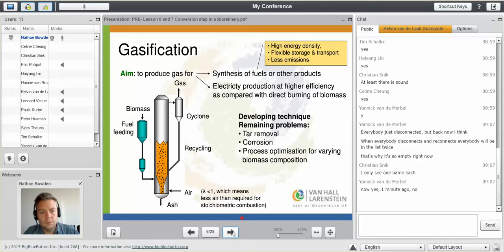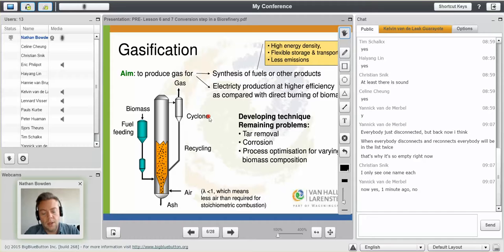Gasification. So gasification is something that we, I think there are two or three. One of them is going to go through gasification, Fischer-Tropsch, and pyrolysis. Gasification is the first. The aim of gasification is to produce gas for the synthesis of fuels or other products. So this is high energy density, flexible storage and transport, and less emissions, right? So you're going to produce gas for fuel. Also, electricity is produced at higher efficiency as compared to direct burning of biomass. So you get a cleaner, higher efficiency energy from gasification.